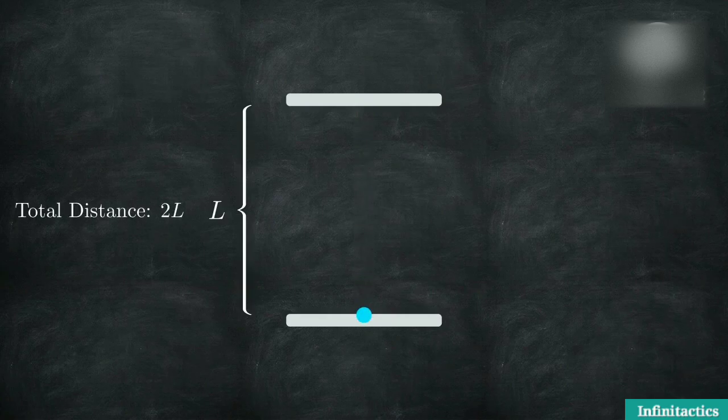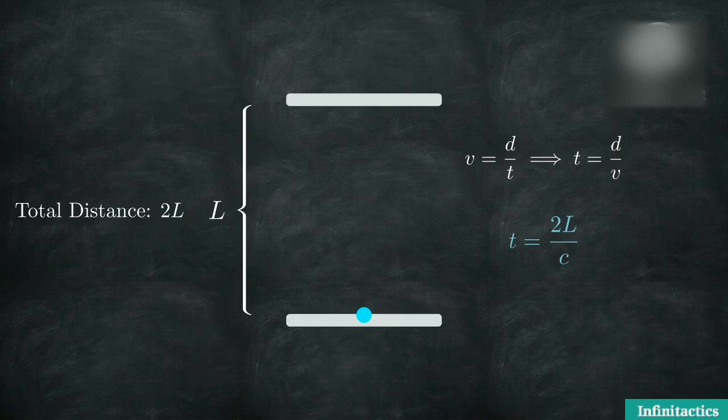This animation shows a light clock. It consists of a bottom mirror, a top mirror, and a single photon of light bouncing between them. The distance between the mirrors is exactly L. We define one complete tick of this clock as the time it takes the photon to travel up to the top mirror and bounce back down to the bottom. That total round-trip distance is simply L plus L, or 2L.